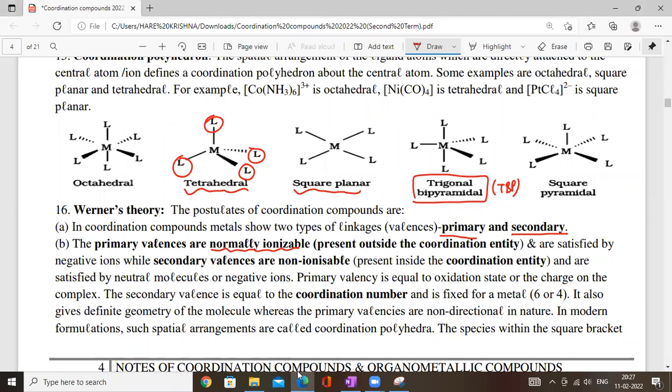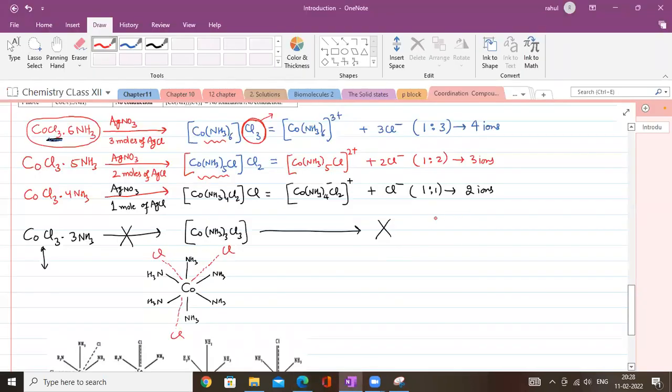They are present inside the coordination entity and are satisfied by neutral molecules or of course the negative ions. As I said, primary valency is always equal to the oxidation state. Now if I try to ionize the compound, you can easily make out from here that the charge on the complex is all because of the counter ion which is present over here, because it will try to neutralize this. The charge is the counter ions or primary valency, and the coordination number is actually equal to the secondary valency.